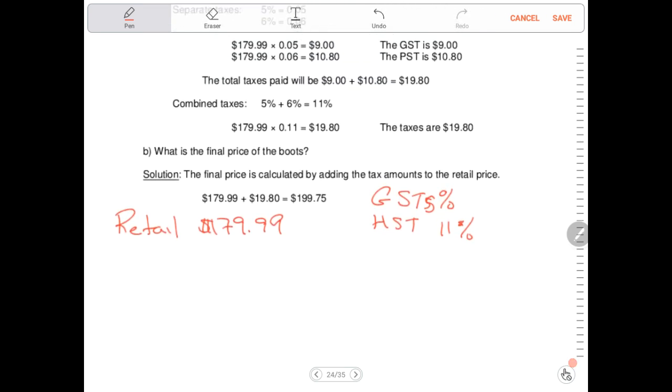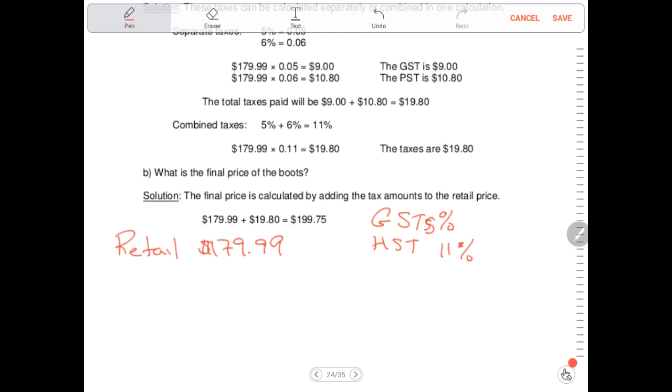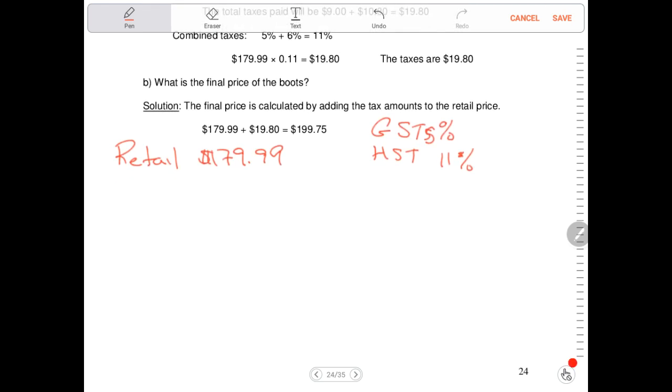Now, you could combine them. I understand that, but I like doing it separately. I just find it makes things a little bit easier, especially for what could come up here. So what you have to do, step 1 with the GST, that's 5%. If you divide by 100, that's 0.05. As you know now, what you do is you take that and multiply it by the retail price of $179.99. And let's see, what do we get in that case? So you're going to go 0.05 times 179.99. If you round it, it's $9.